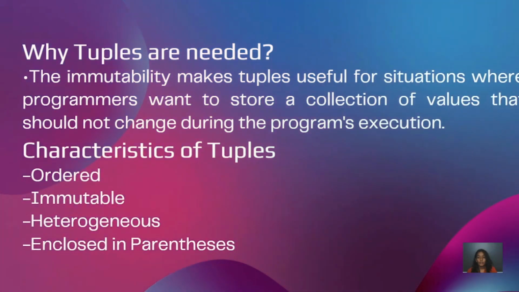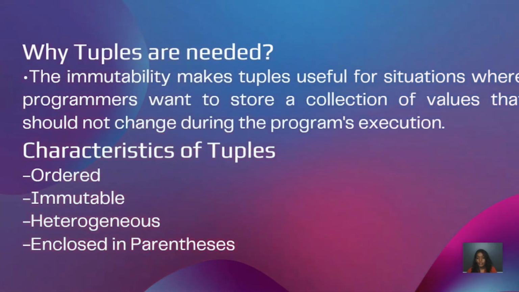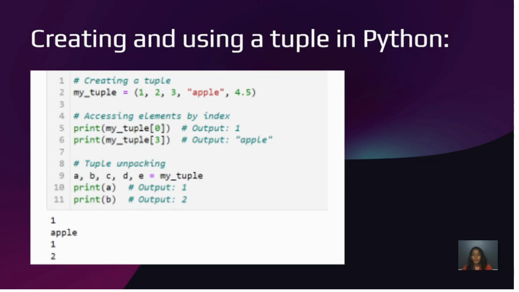Characteristics of tuples: ordered, immutable, heterogeneous, enclosed in parentheses. Creating and using a tuple in Python. As shown in the example, my tuple is equal to 1, 2, 3, apple and 4.5 in parentheses. When we print this tuple at index 0, we get 1 as output, and if printed at index number 3, we get apple as output.